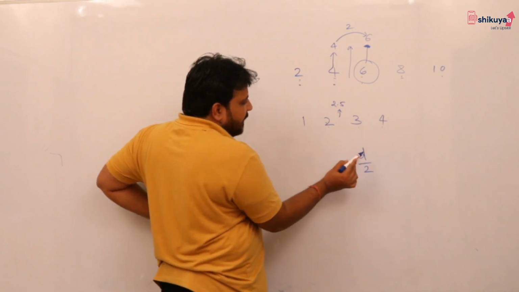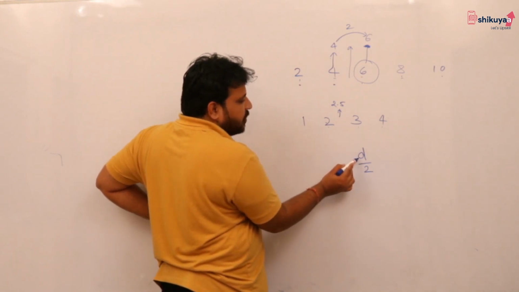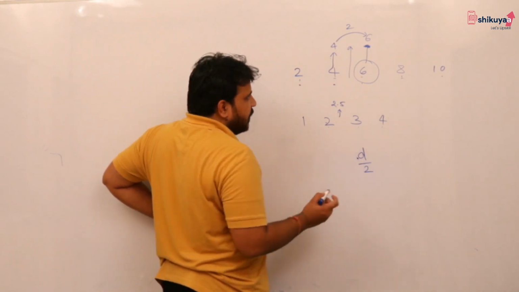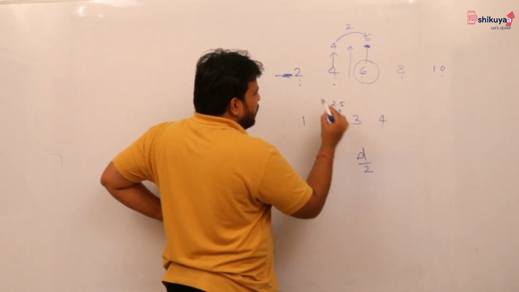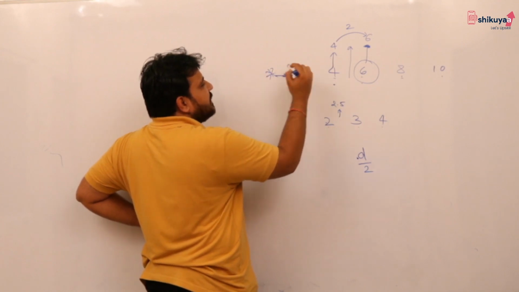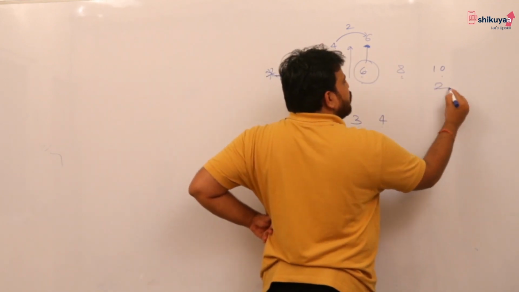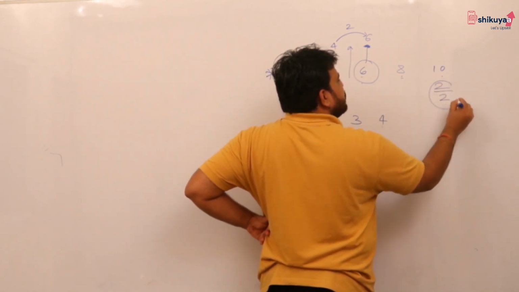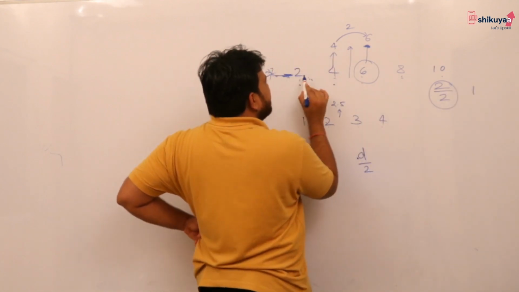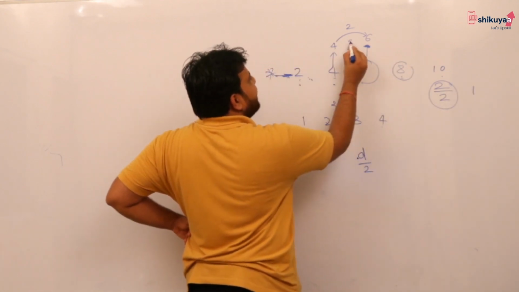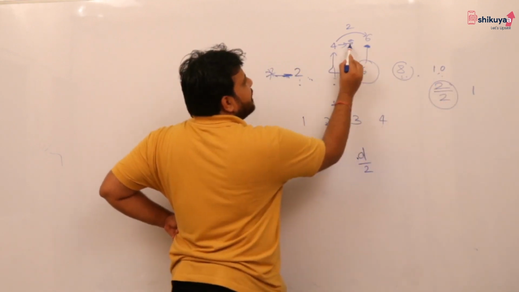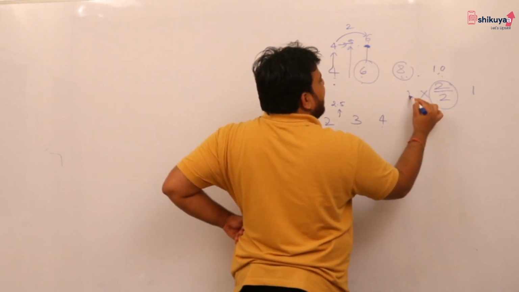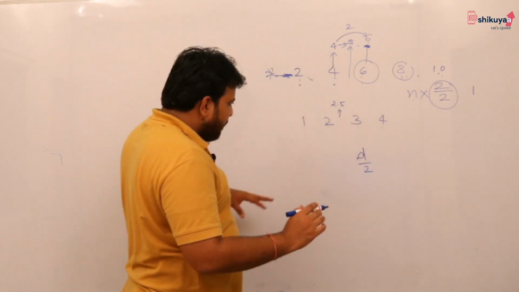What is d? d is the difference of two consecutive terms. For this series, for the even series, the difference was 2. So 2 by 2, that is 1. So when I added 8 into the series, the average increased by 1. When I added two numbers, the average increased by 2. So n number of numbers. Let me repeat once again.